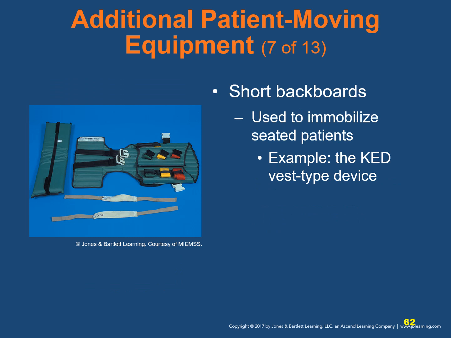Then there are short backboards. These are used to immobilize the head, torso, and neck of a seated patient with a suspected spinal injury until the patient can be removed to a long backboard. It's approximately 3 to 4 feet long, and short wooden backboards exist, but they have mostly been replaced with a vest-type device such as the KED, which is designed to immobilize the patient until he or she is moved from a sitting position to a supine position on a backboard.